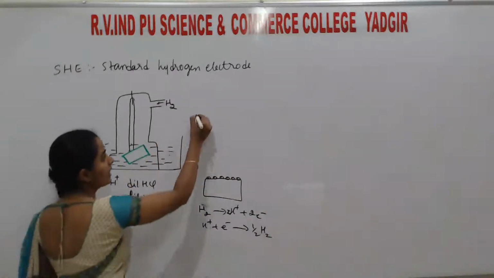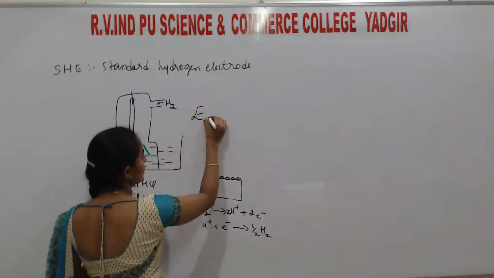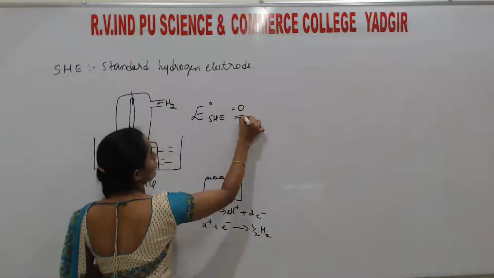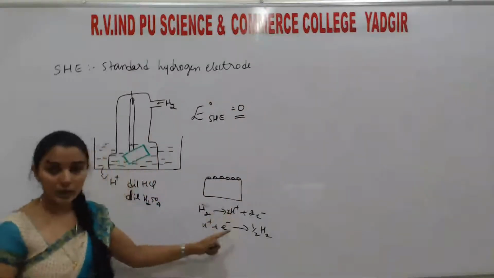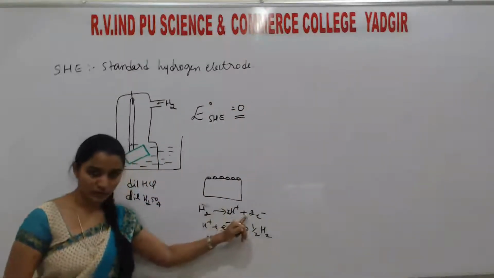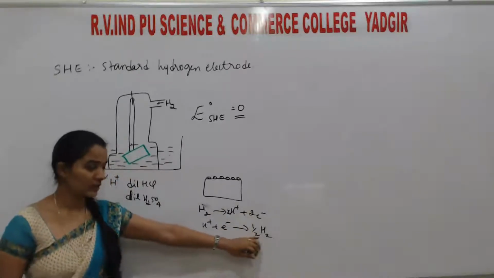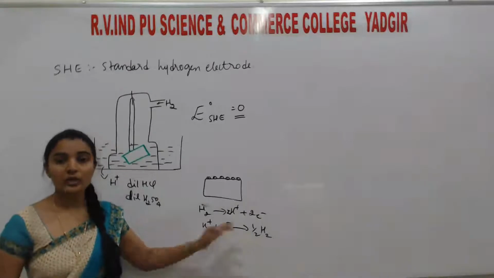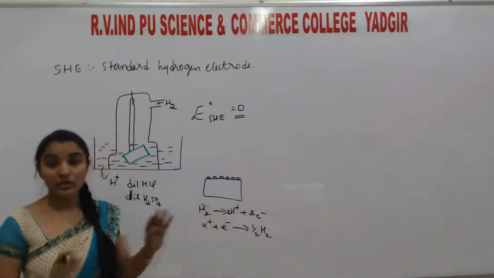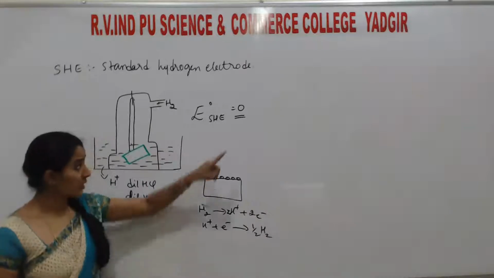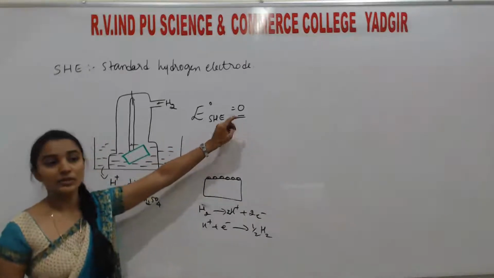So that's why the EMF of this SHE becomes 0, because there is only conversion of hydrogen into ion and of ion back into hydrogen. Assume this one as a metal. So both the anode reaction and cathode reaction are the same. There is no change in them. That's why the EMF of the cell always remains 0.